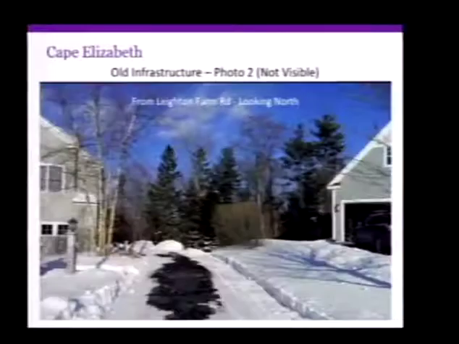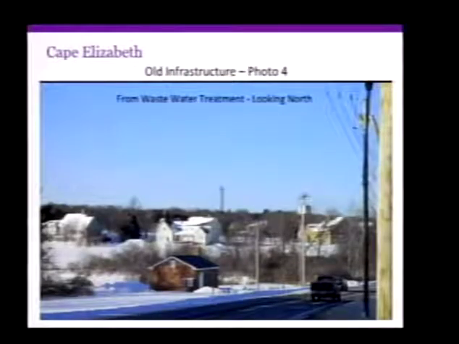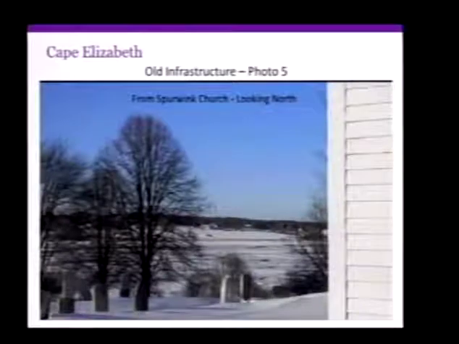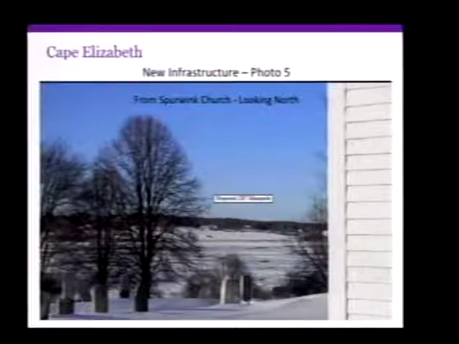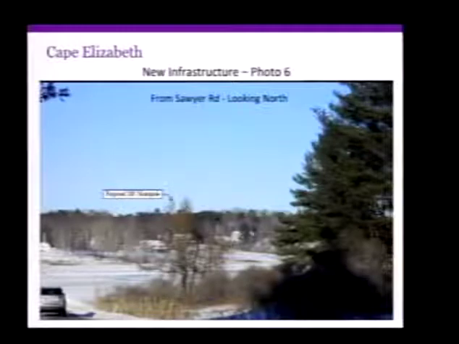From Layton Farm Road, it's not visible. From the golf course, it's not visible. From the wastewater treatment facility, this is what it looks like today. This is what it will look like with the new tower. Here's from Spurwing Church. Again, very slightly visible here. And then when you put the new one in, it's covered by the trees. From Sawyer Road, looking north, again, just over the treetops there. When you add the new one in, it's in the tree cover.